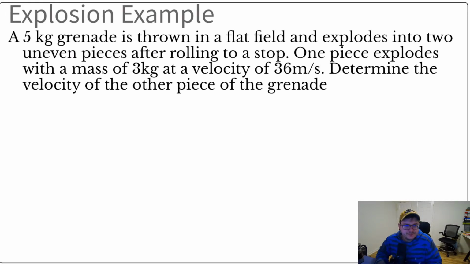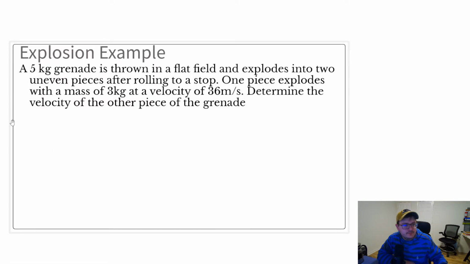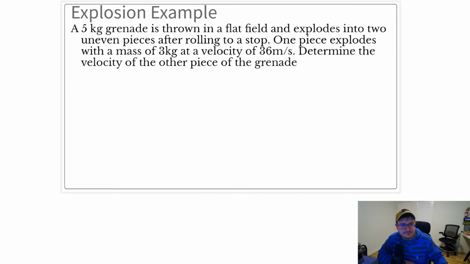Before we get there, let's do an example where momentum is still conserved and make sure we're all on the same pace. A 5 kilogram grenade is thrown on a flat field and explodes into 2 uneven pieces after rolling to a stop. One piece has a mass of 3 kilograms and a velocity of 36. Determine the velocity of the other piece.